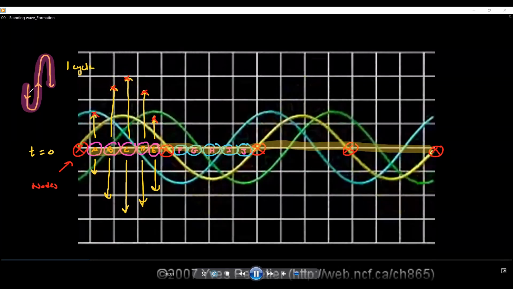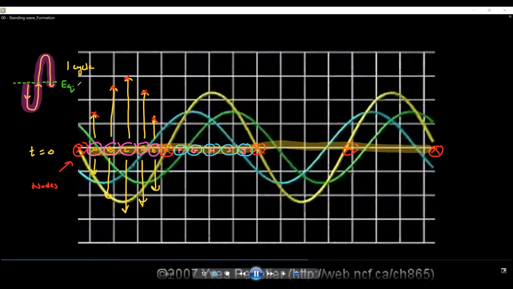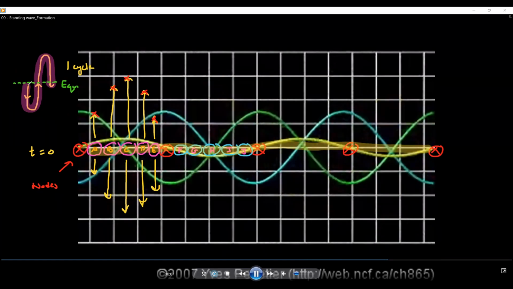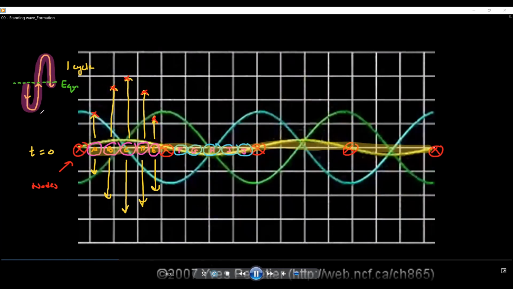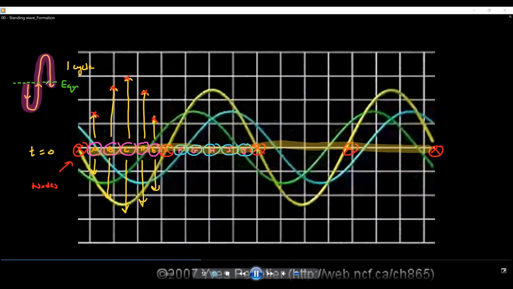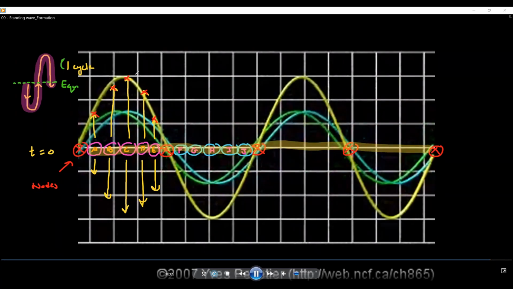So let me just indicate the equilibrium position here. This one can be considered as your equilibrium position just now. So your particles A, B, C, D, E went down, then went back out to equilibrium before going back up and then coming back down to the equilibrium position. This is considered to be one cycle here.